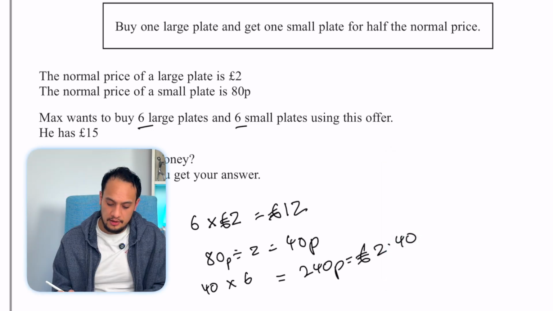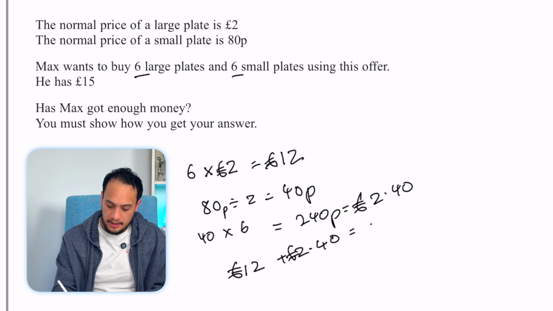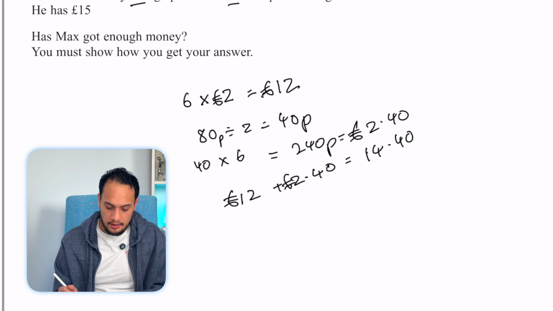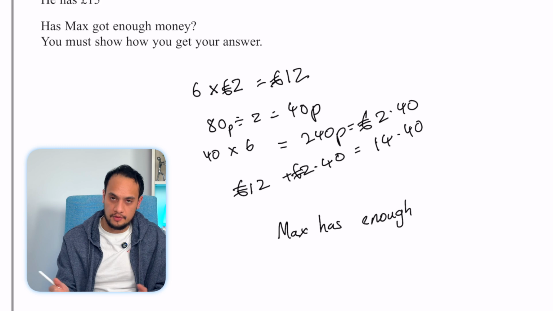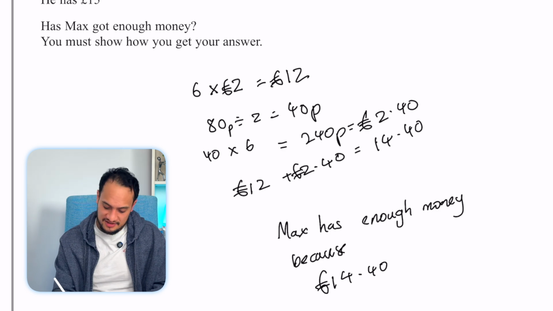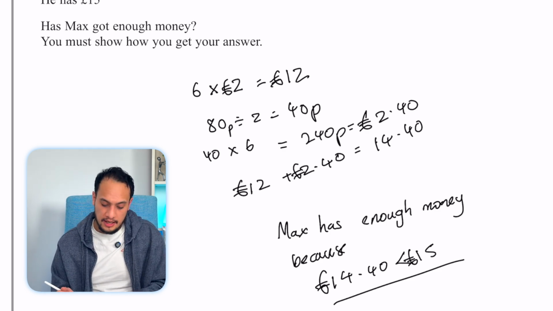Then we just add them together. So now we've got our full amount. So we've got £12 for large plates, and we add it to £2.40 for small plates, and we get £14.40. And once we do that, we know that Max has enough money. So I've answered that bit of the question, because £14.40 is less than £15, and that answers that question.